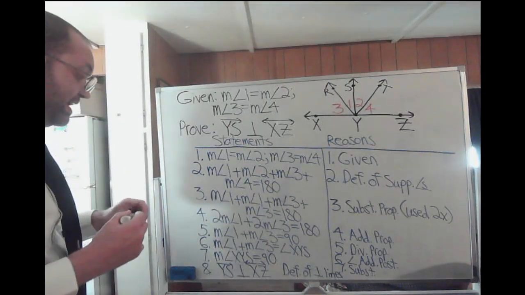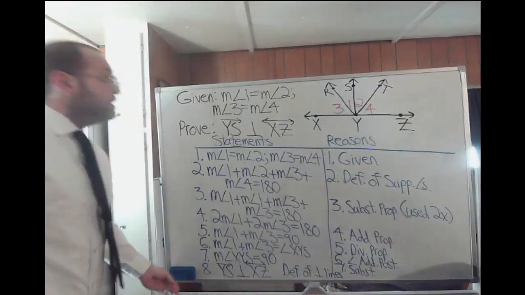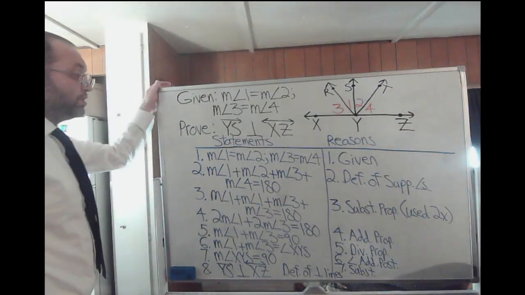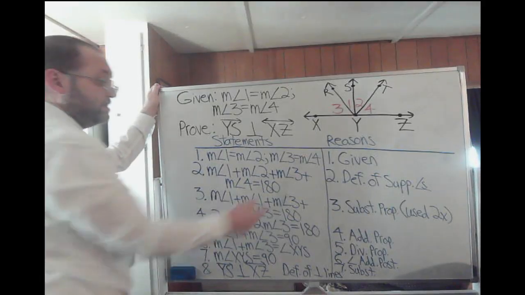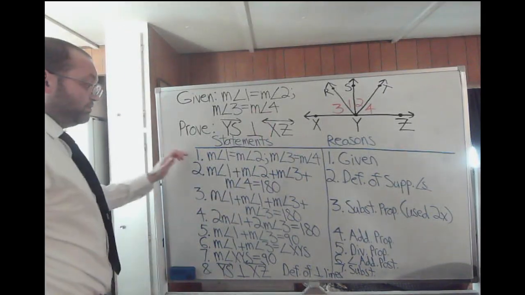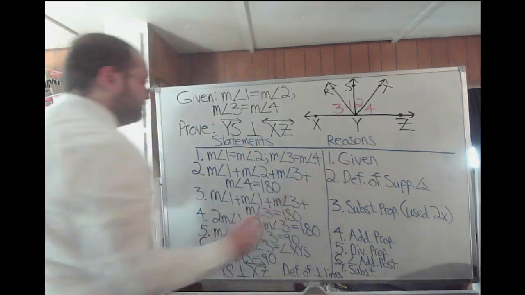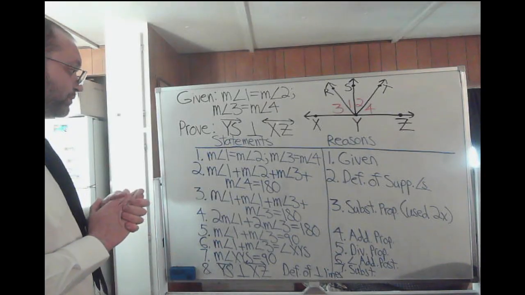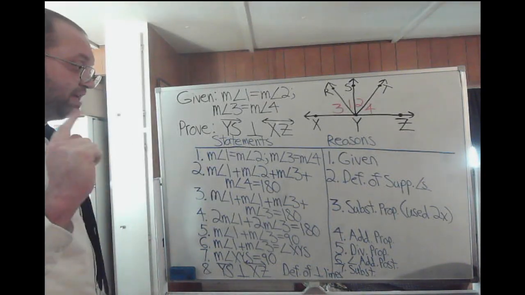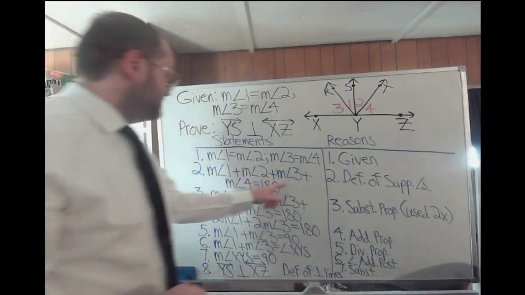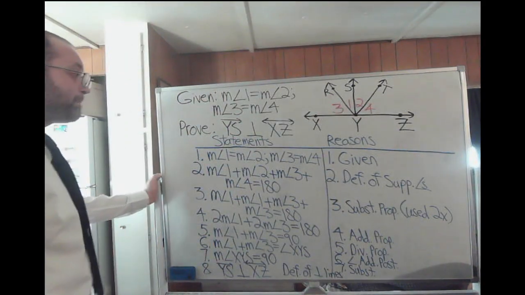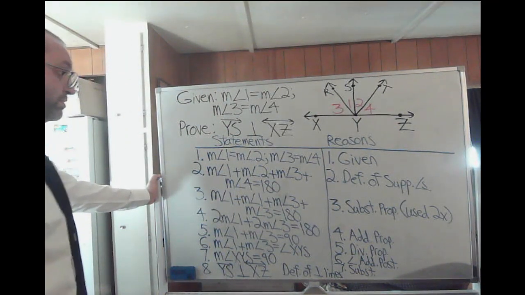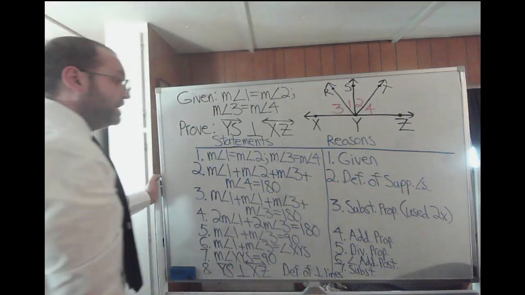Okay, so let's break down this proof here. So we were given that the measure of angle 1 equals the measure of angle 2. The measure of angle 3 equals the measure of angle 4. That's our first statement with the given information. All we can deduce at first is that the sum of these four angles equal 180. That's all we know for certain. Well, that's by the definition of supplementary angles.